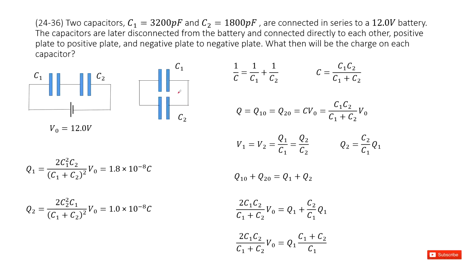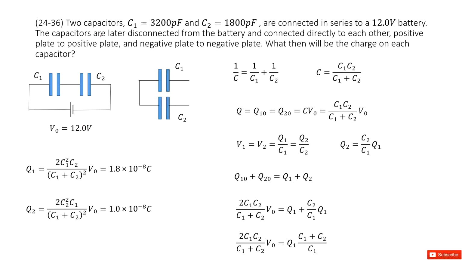Let's look at problem 36 in chapter 24. Chapter 24 is about capacitors, dielectrics, and electric energy storage. There you can see we have two capacitors, C1 and C2, connected in series with a 12 volt battery, right?